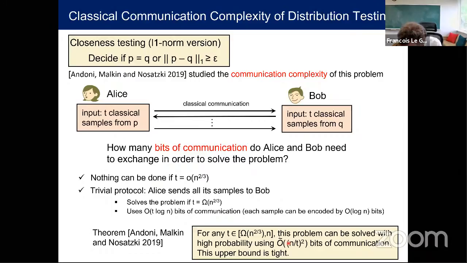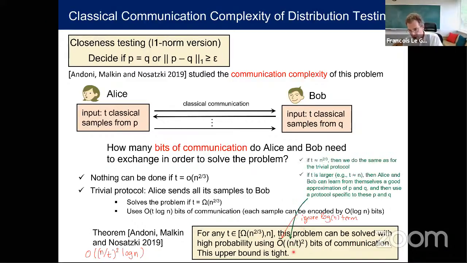Maybe you're not familiar with this notation. The tilde here means that I ignore all the log n terms. So for example, the real complexity, if you consider everything, should be n over t squared times log n. But I don't want to write the log n because I don't care much about the log n, so I'm using this convenient notation.